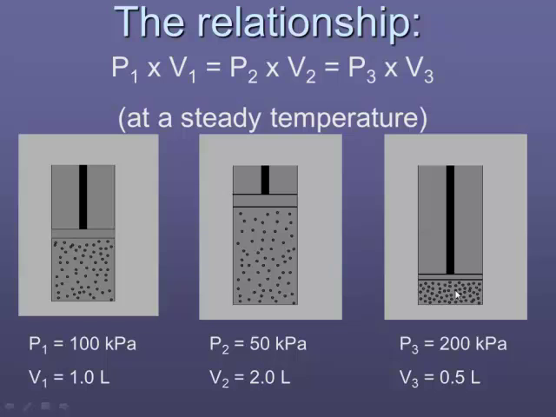Let's look at this last example. I really squeezed down the piston, and you notice that the pressure increased to 200. But notice that the volume is 0.5. Well, 200 times 0.5 is still going to give you 100. So you see how this law works? All of these different pictures represent different pressures and volumes.